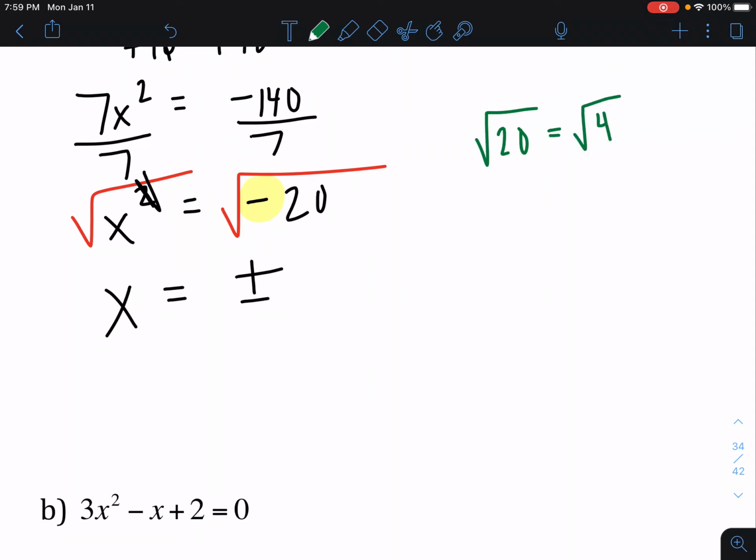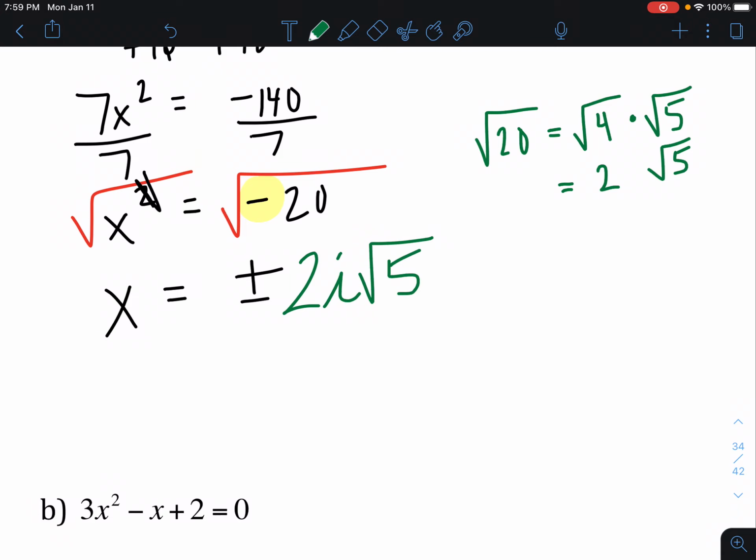So the square root of 20, with a perfect square, could be broken up as 4 times 5. The square root of 4 is 2, so it would be 2 times the square root of 5. And then the i is just going to go in between the 2 and the root of 5. So 2i times the square root of 5.